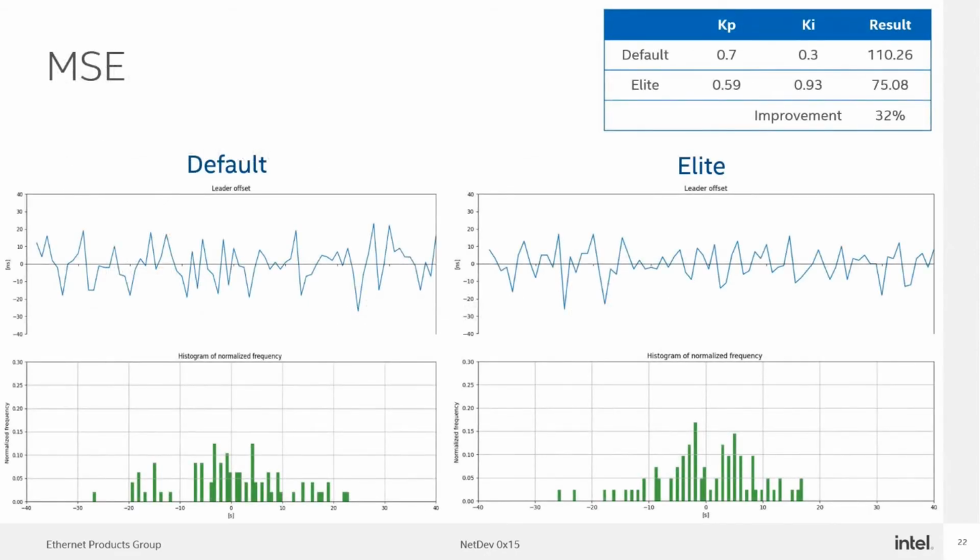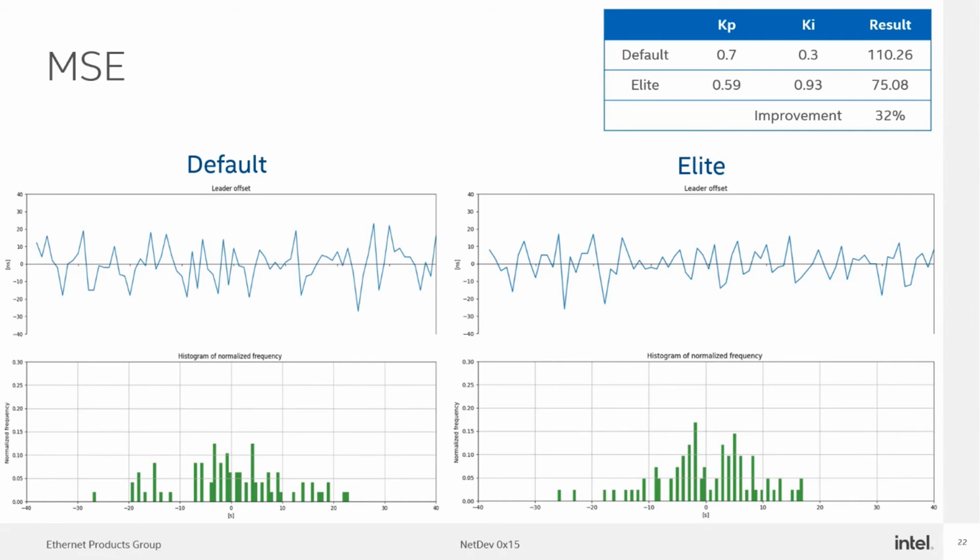In this table at the top, you can see the errors comparison and the final improvement. The first 2 parameters are KP and KI. Elite KP and KI are generated by a genetic algorithm in 10 epochs. The initial population was 8, and the time of a single test was 80 seconds. The third parameter is the result calculated using MSE. General improvement in this case is equal to 32%.